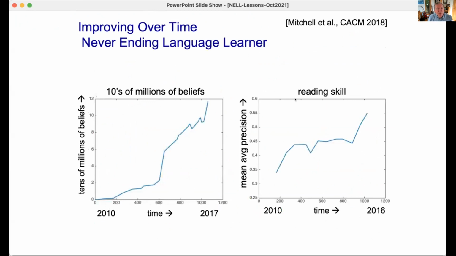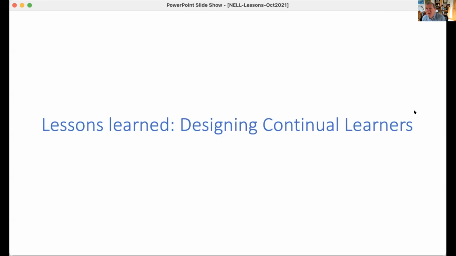It did, in fact, improve over time in a couple different ways. One is you can track over time the size of its knowledge base, and that grew, of course. But maybe more interestingly, its precision for reading, its reading skill, improved over time. That is, by year 2, it was actually more accurate than it was when we started it, in terms of being able to look at unlabeled text on the web and extract new beliefs. So its accuracy increased over time. So what are the lessons we learned from this?